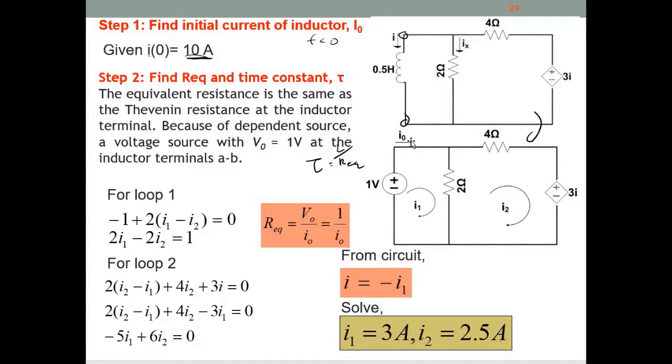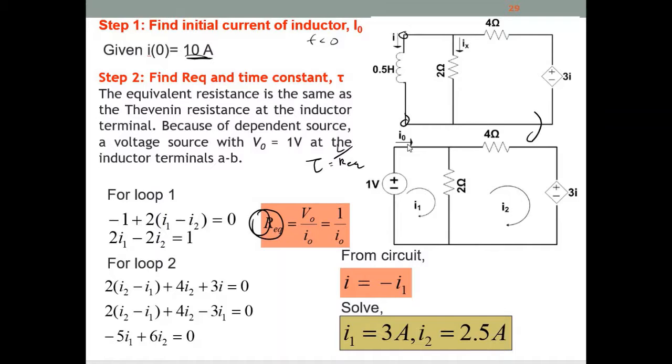We're going to start by finding I naught, because the Thevenin equivalent is V over I, in ohm. This is how we find R equivalent using Thevenin: V naught over I naught, where V naught is the terminal voltage AB, given as 1 volt, divided by I naught. I naught is the same as I1, but we need to find I1 using mesh analysis.